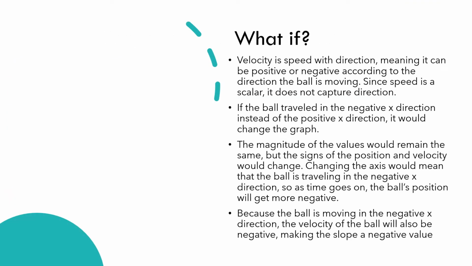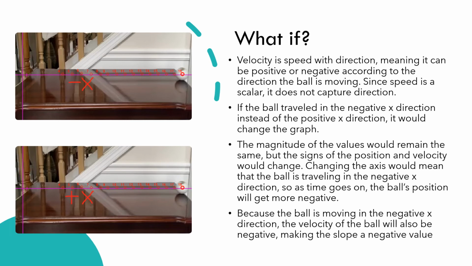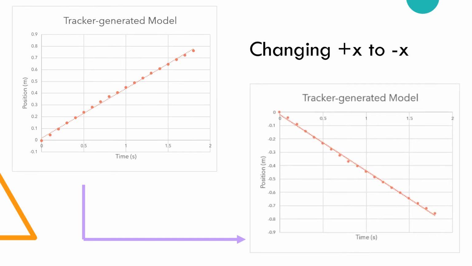Velocity is speed with direction, meaning it can be positive or negative according to the direction the ball is moving. Since speed is a scalar, it does not capture direction. If the ball traveled in the negative x direction instead of the positive x direction, it would change the graph. The magnitudes of the values would remain the same, but the signs of the position and velocity would change. Changing the axis would mean that the ball is traveling in the negative x direction, so as time goes on, the ball's position would get more negative. Because the ball is moving in a negative x direction, the velocity of the ball will also be negative, making the slope a negative value. Here's the original graph and the new negative x graph.